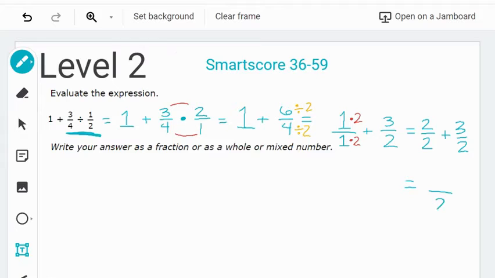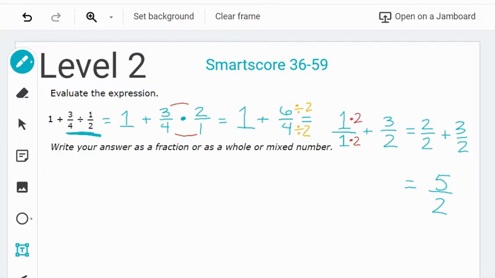The denominator stays, so it's like you have 2 halves of a pizza, and you have 3 halves of a pizza. If you add them together, you still have halves, but now we have a total of 5 halves. And we can leave the answer like that. I think this says write your answer as a fraction or as a whole or mixed number, so I believe it'll accept it.